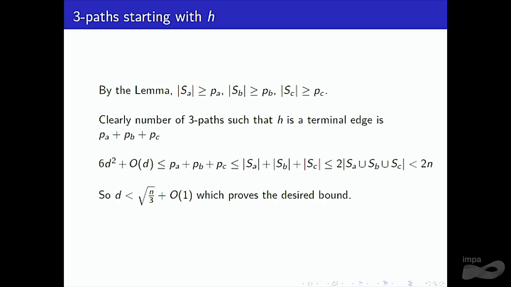Clearly, so we can write the inequality now. This is the number of edges, so 3 paths starting from H. This is less than PA plus PB plus PC. And by the lemma, it's less than the second neighborhood of A, second neighborhood of B, second neighborhood of C, and it's less than the union SA union SB union SC, which is less than 2n because it's a subset of all the vertices. So we get the desired bound from this.